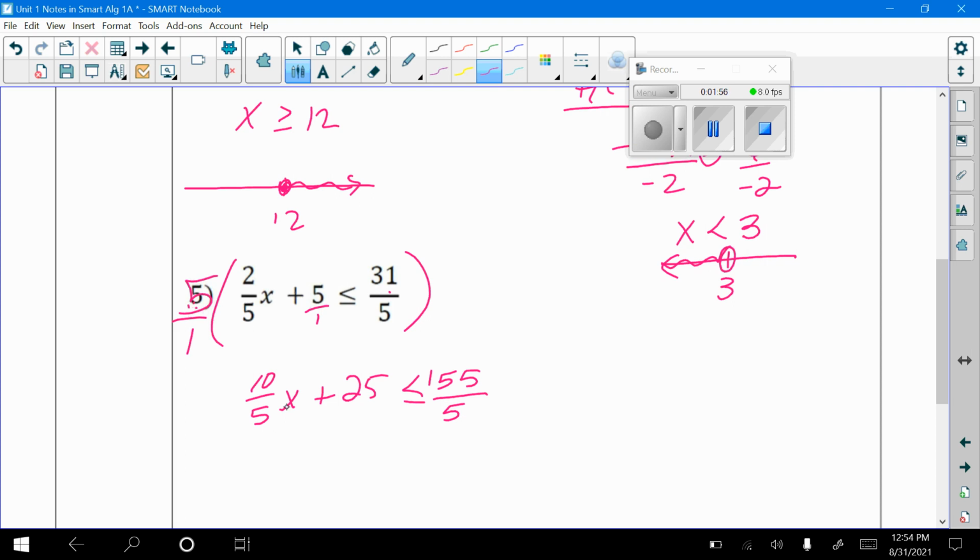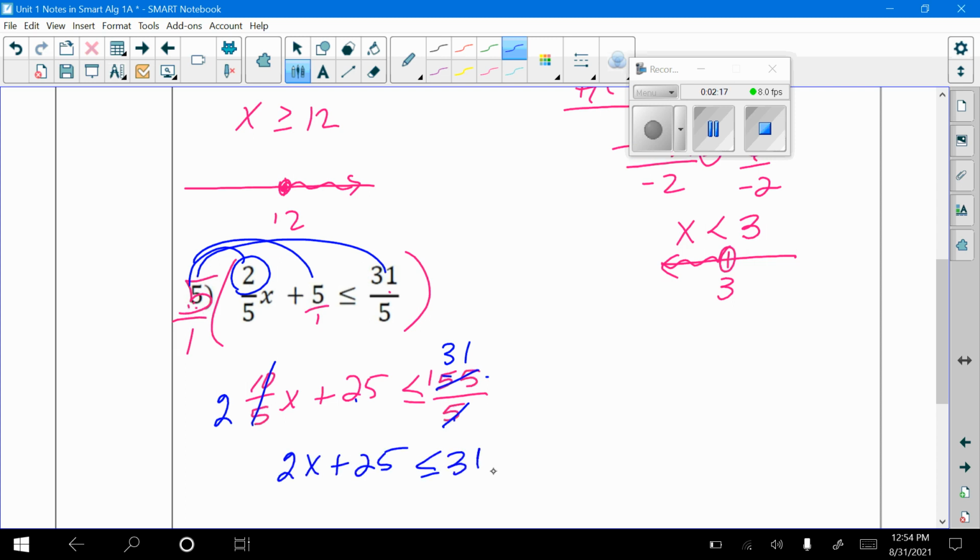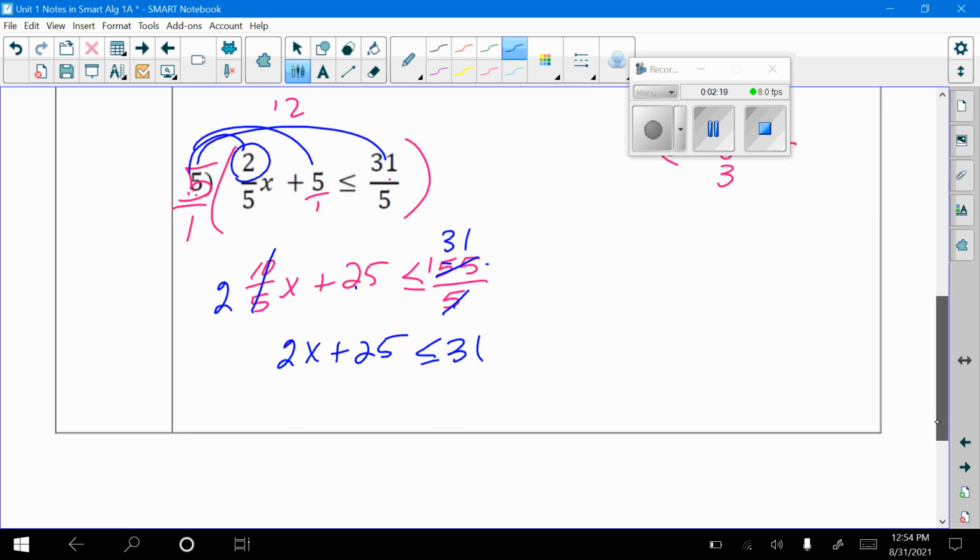And as I reduce them, now you could reduce it on the way if you wanted to. This is going to give me just the 2x. The 25, yes, because I distributed. And then here, this goes in, and I end up with just 31. So now I'm going to have 2x plus 25 less than or equal to 31. And now it's much easier for me to solve.